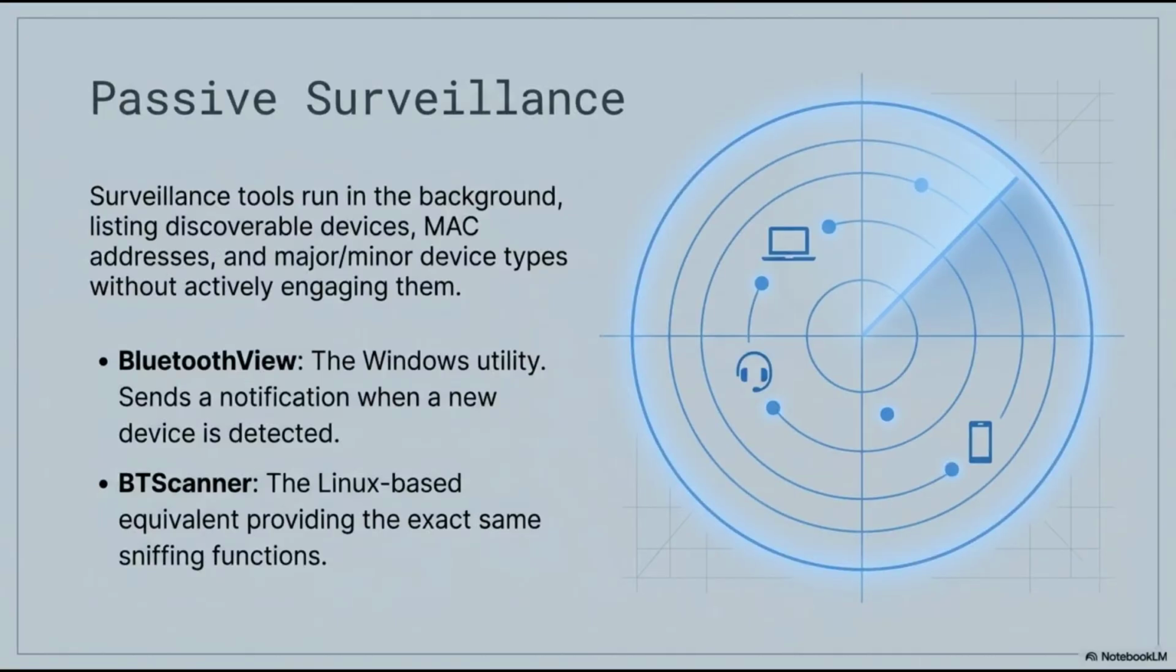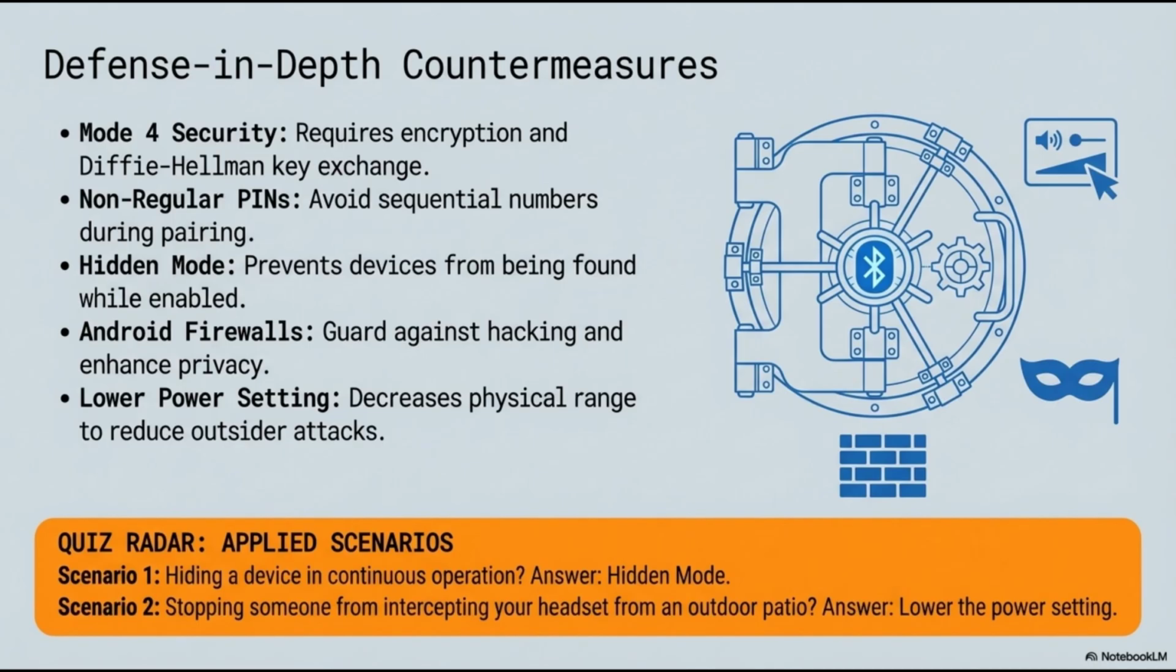Now let's look at defense on slide 12, titled Defense in-Depth Countermeasures. We've seen how they break in. How do we stop them? First, use Mode 4 security, which requires encryption and Diffie-Hellman key exchange. Second, avoid sequential numbers by using non-regular pins during pairing. Basic but essential. Third, utilize Android firewalls to guard against hacking. Fourth, use hidden mode, which prevents devices from being found while enabled. And finally, lower the power setting to decrease the physical range.